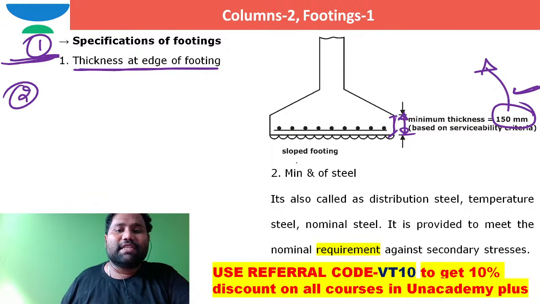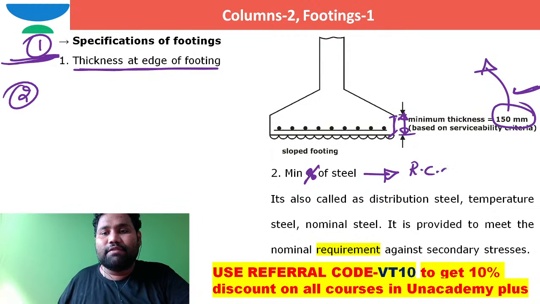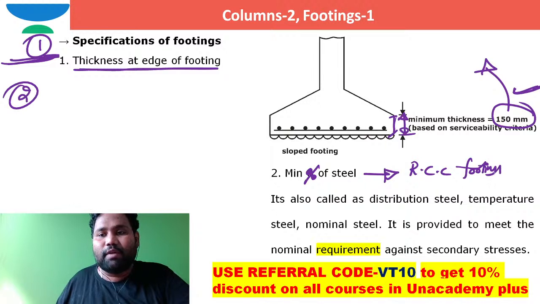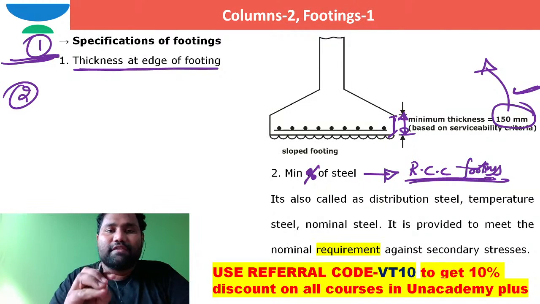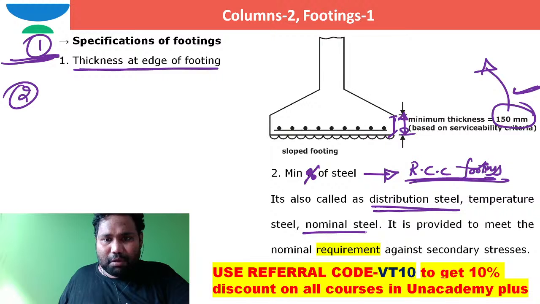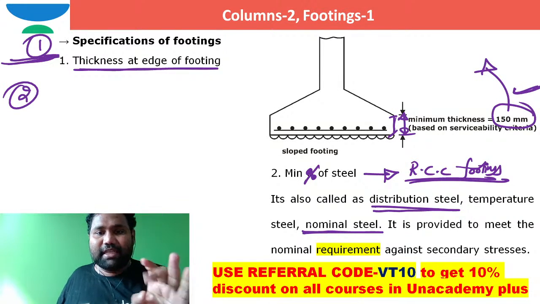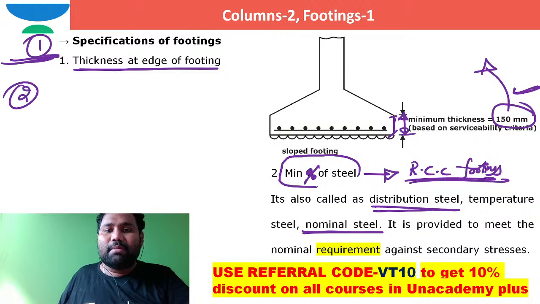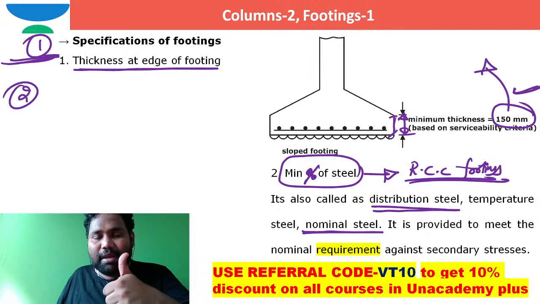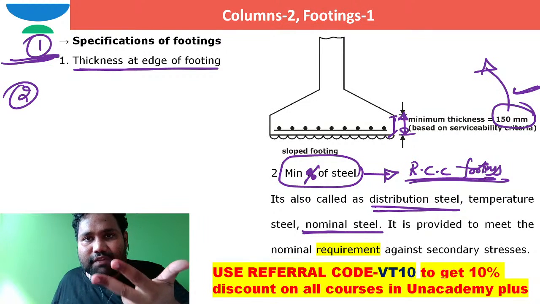Now, some people will say, sir, what is the minimum percentage of steel that I need to use in case of RCC footings? The minimum steel that I need to use at least is called distribution steel, which we also call temperature steel or nominal steel. Why is this minimum steel provided? It is provided to take care of secondary stresses like stresses coming because of temperature, creep effect, and shrinkage of concrete.